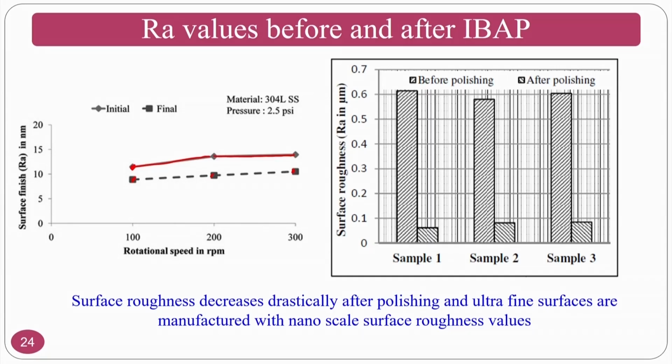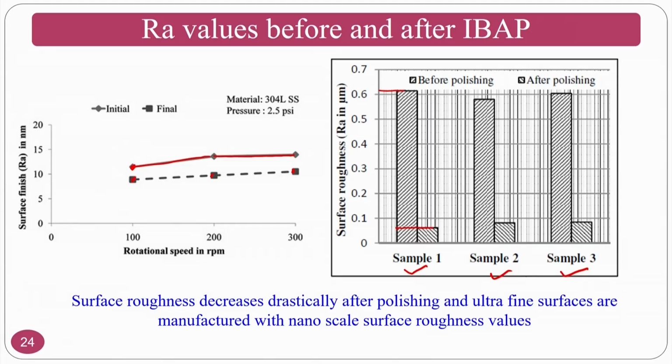So if at all, for more details, you can go through some of the papers on ice bonded abrasive polishing processes by Professor Ramesh Babu and other groups also. Some groups may be working, so you can see those things. In sample 1, sample 2 and sample 3, the surface roughness is approximately 0.62 or something, and it is decreased to approximately 0.06 or something. So that means that it is a great achievement from the point of surface roughness.